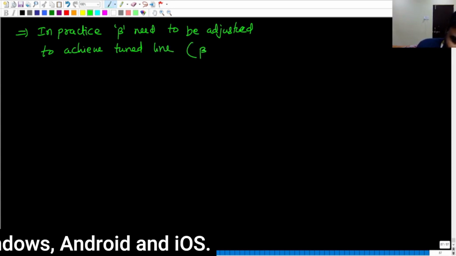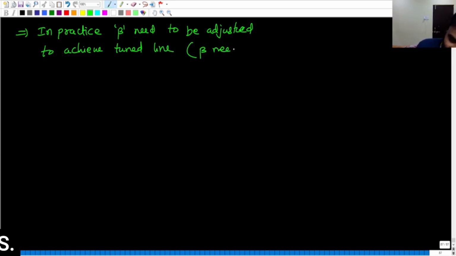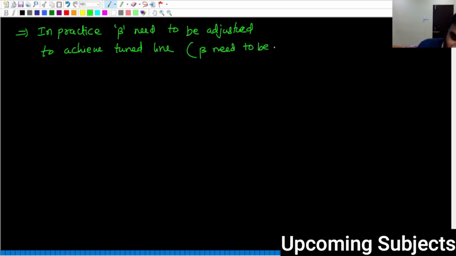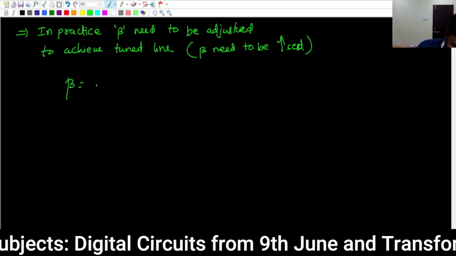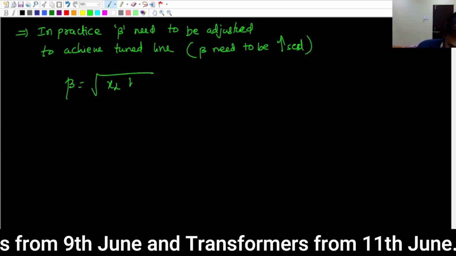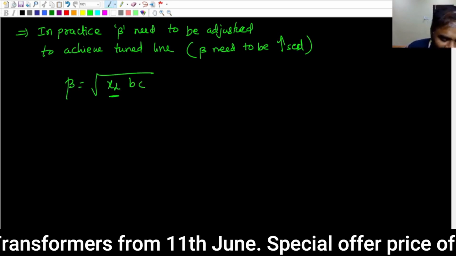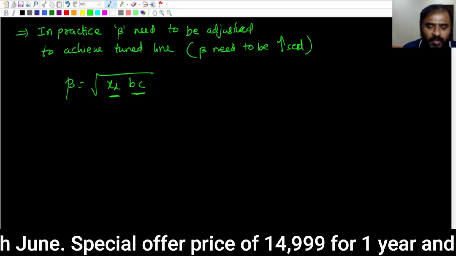So actually, does beta need to increase or decrease? It needs to be increased, not decreased. Now tell me, what is the formula for beta? Root over small xl into small bc. This is the reactance of one section and this is the susceptance of one section.